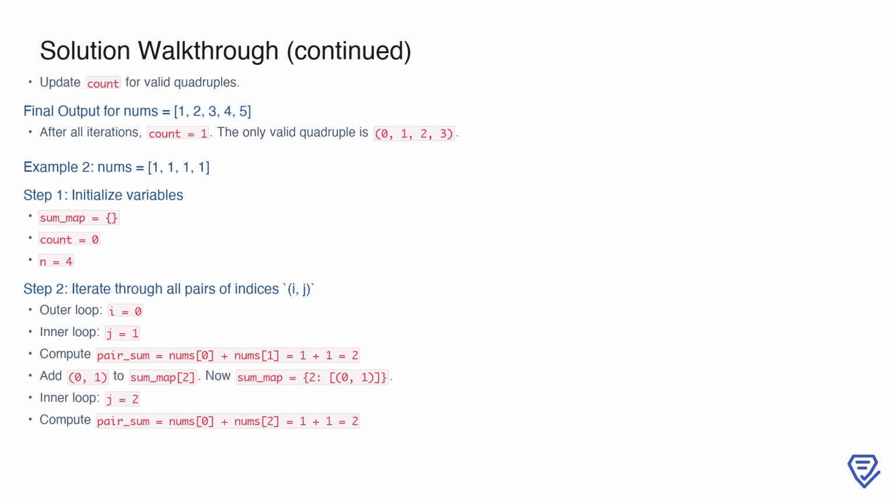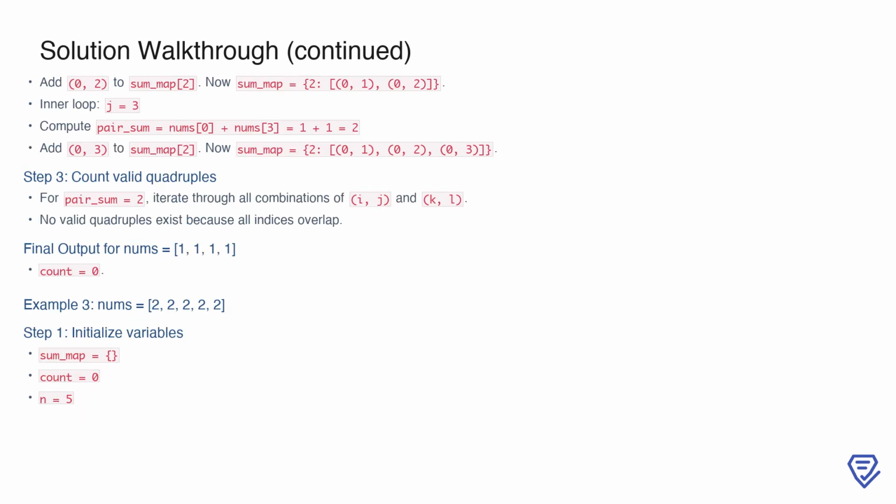Now, let's explore a second example with nums equals [1, 1, 1, 1]. Again, we start by initializing sum_map as an empty dictionary, count as 0, and n as the length of nums, which is 4. As before, we iterate through all possible pairs of indices, beginning with i equals 0. When j equals 1, the pair sum is nums[0] plus nums[1], which equals 2. Since 2 is not in sum_map, we add (0, 1) to sum_map[2]. Similarly, for j equals 2 and j equals 3, we compute the same pair_sum of 2 and add the pairs (0, 2) and (0, 3) to sum_map[2], respectively.